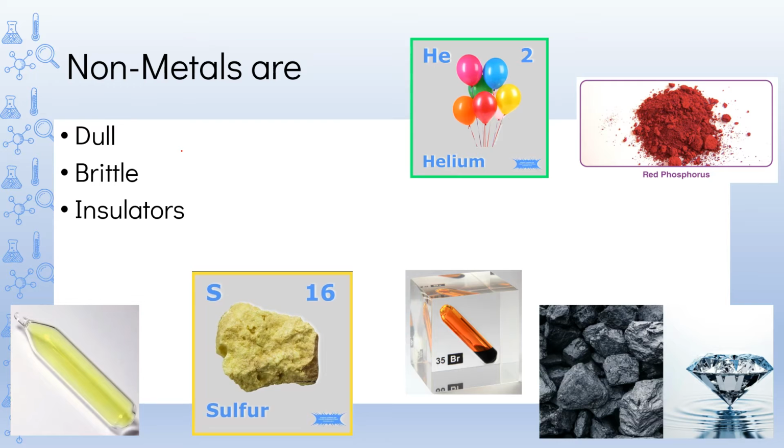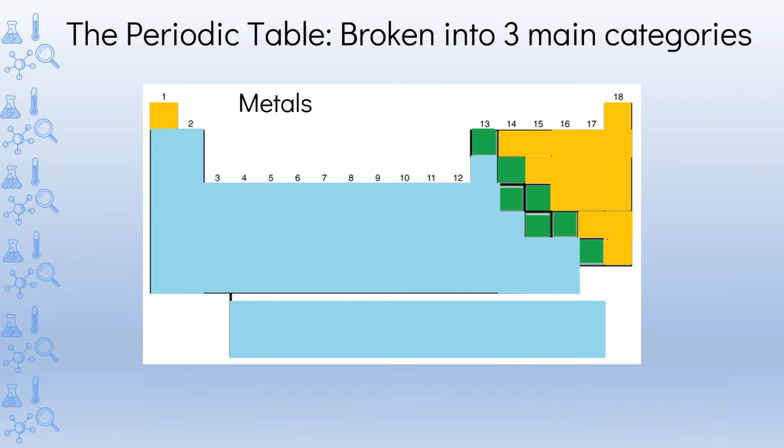My final thing here is that nonmetals have some very specific properties that relate to them. The first thing is nonmetals are dull. They are brittle. So brittle means they break apart or crack very easily, and they're insulators. Remember that insulators don't allow heat or energy to flow through them. So this page is always examples of some fabulous nonmetals.